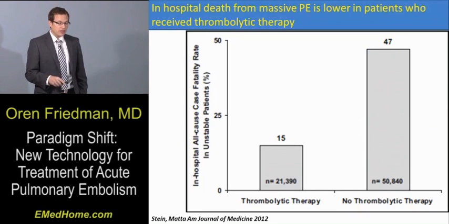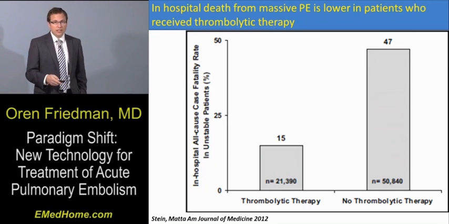This is a trial in 2012 in which they used a database of the nationwide inpatient sample from 1999 to 2008. They were able to look at 72,000 patients with pulmonary embolism, and they were able to look at those patients who became hemodynamically unstable. And you can now see that with thrombolytic therapy, the mortality rate was dramatically lower than with those patients who did not receive thrombolytic therapy.